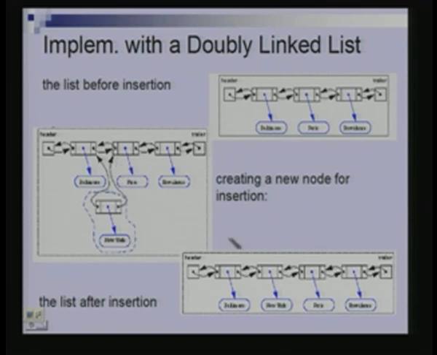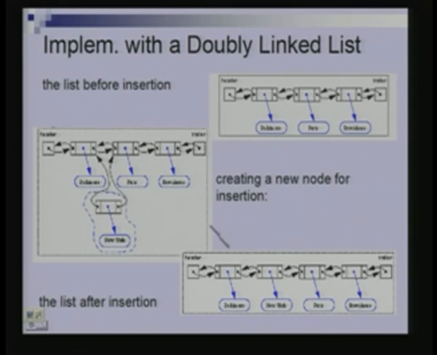Okay, so everyone understands the process of insertion, right? I create this node, and how do I insert? I make its next pointer point to this node, I make its previous pointer point to this node, and of course, its next pointer would point to this node and its previous pointer would point to this node. So, this is how I insert New York, and this is what I get after insertion.